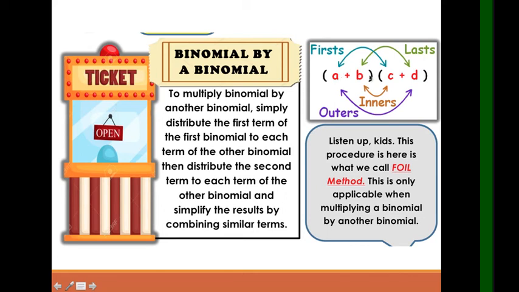So, meron tayong A plus B and C plus D. So, first, imumultiply mo to. And then, yung last, imumultiply mo din. Yung sa gitna, dalawa, imumultiply mo. Yung inners, and then yung outers, imumultiply mo din. Listen up, kids. This procedure is what we call the FOIL method. This is only applicable when multiplying a binomial by another binomial. So, applicable lang siya kapag binomial to binomial. Okay? Ang tawag doon sa method na yon ay FOIL method. Yung iba, ang tawag nila dyan is Charlie Brown method kasi mukha daw siyang payaso.